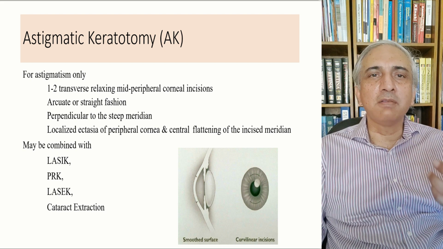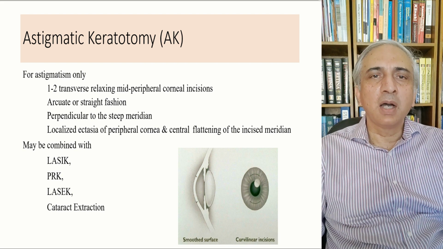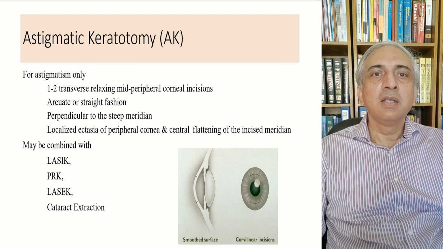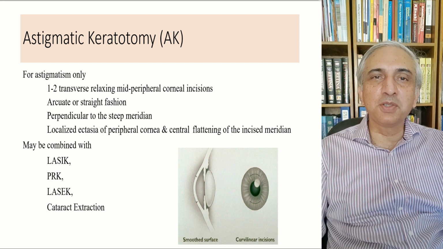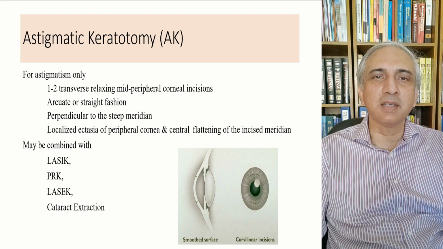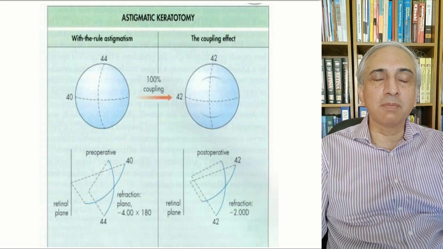And then you need to have keratometry before these and pachymetry, so you need to know how thick your blade will go. They may be combined with LASIK, PRK or cataract extraction. Especially in older times when there were no toric IOLs, this was the best option to do in cataract surgery. Do cataract surgery and you overcome the astigmatism by using a radial keratotomy or astigmatic keratotomy.